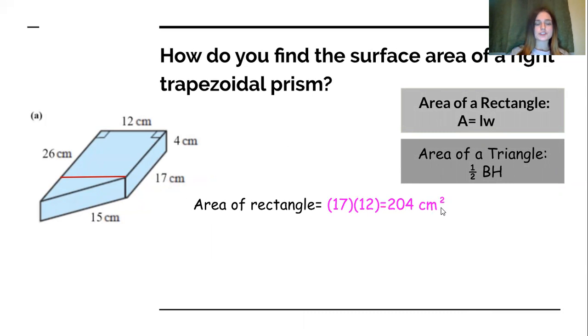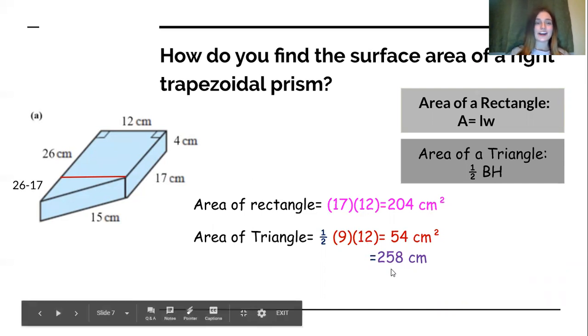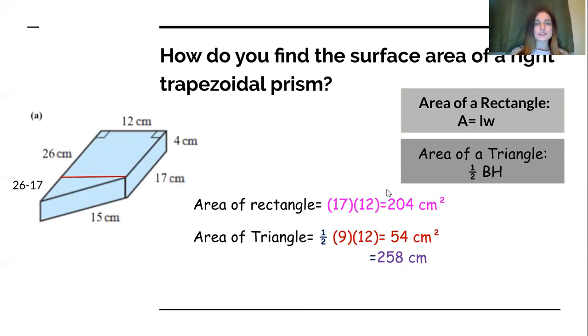And then for our triangle, we would need to do 26, this side length right here, minus 17, which is this whole side length, to find this length of our triangle, which is 9 centimeters. So to find the area of our triangle, we would do 1/2 times 9 times 12, which equals 54 centimeters. And sorry, I gave y'all the answer ahead of time. But then we would add up 204 plus 54 to find our surface area, which is equal to 258 centimeters.